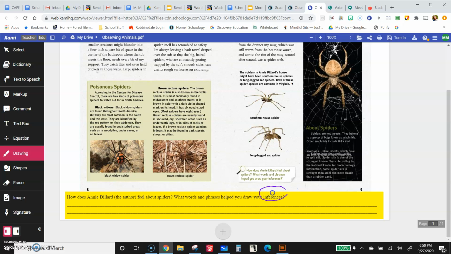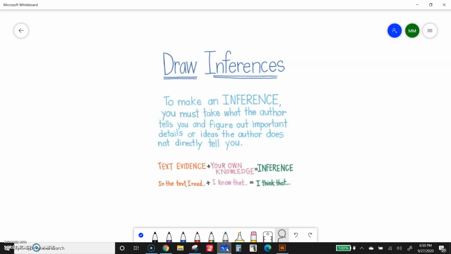Now, you might remember that word. You've probably heard it before. Let me just remind you what making or drawing inferences means. They say draw inferences, but keep in mind that's just another word for make inferences. Okay? Inferences, to make them, you must take what the author tells you and figure out important details or ideas the author does not directly tell you. So you will need to bring in some of your own information.